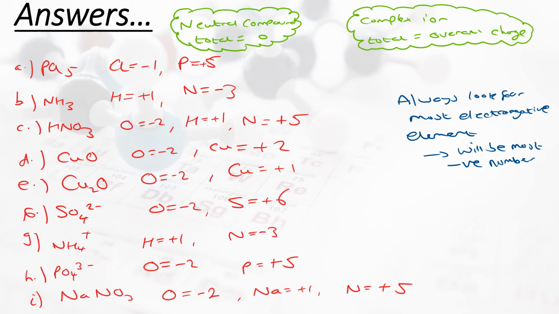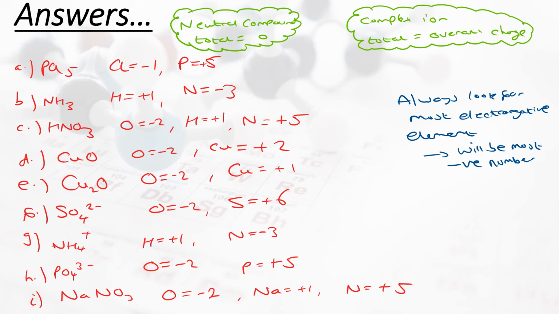The first example is phosphorus pentachloride, PCl5. The most electronegative element there is chlorine. And remember we said that chlorine is generally -1, as in the Cl- anion. Therefore, because we have an overall neutral molecule, we have 5 chlorines, so 5 times -1. So we have -5. To make it overall neutral, our phosphorus has to be +5.